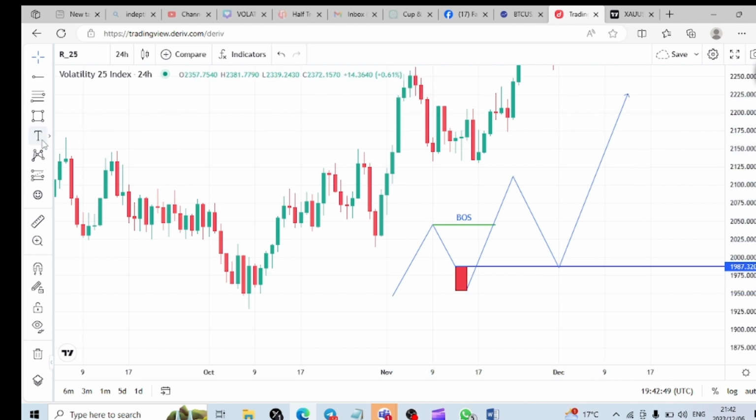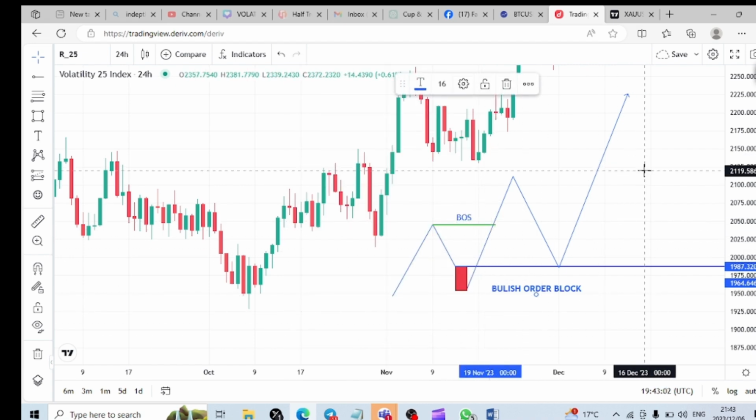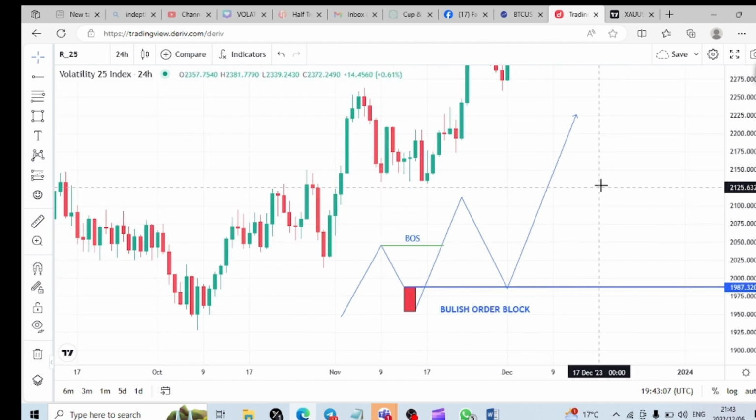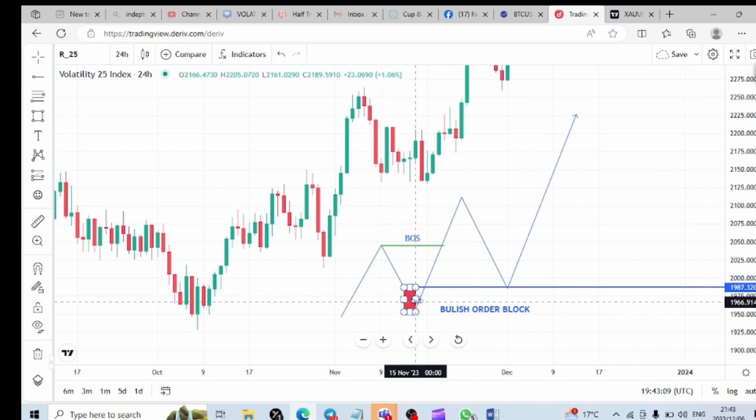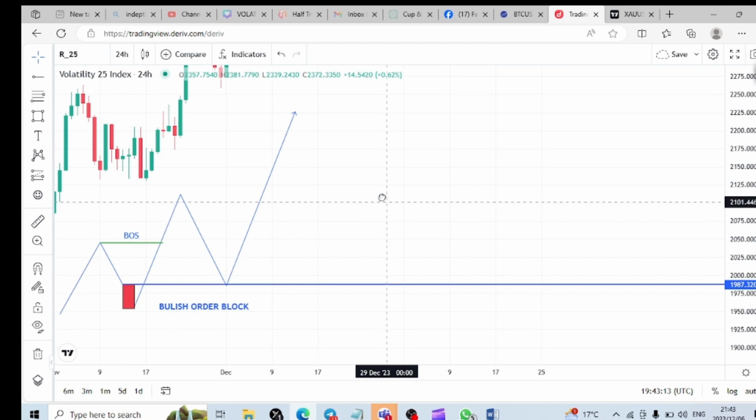So basically, theoretically, this is what we call a bullish order block. And in most cases, price will continue to move like this. So if you can understand this, you'll be good to go. The last red candle before the price starts to move upwards is what we call a bullish order block.